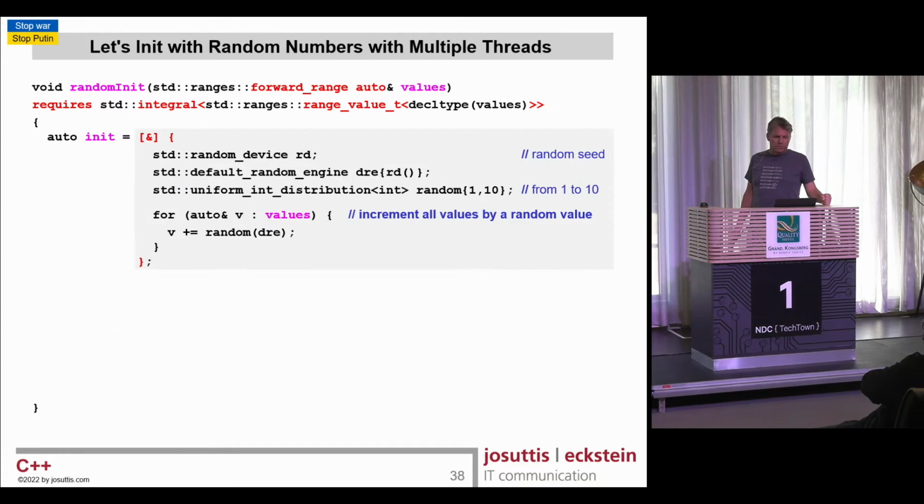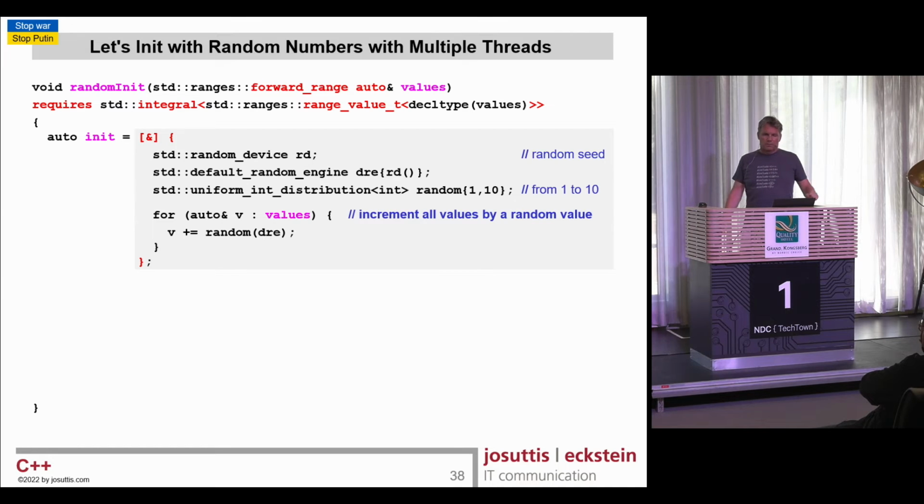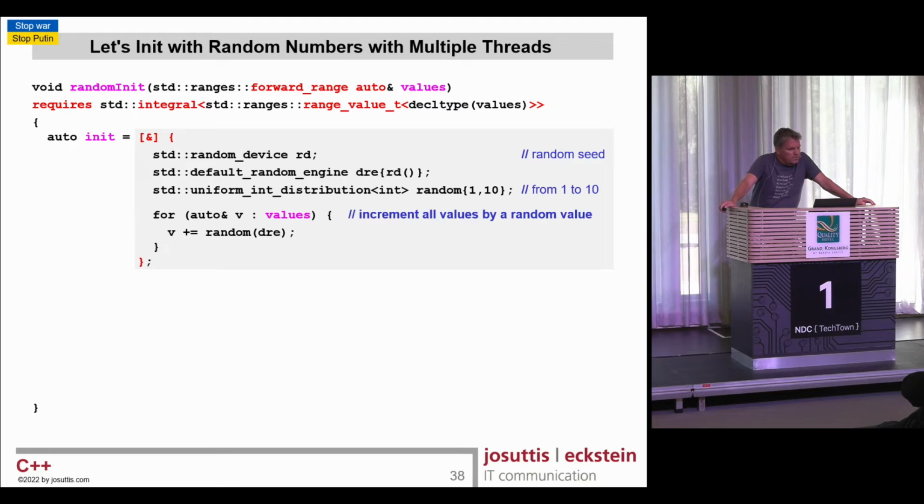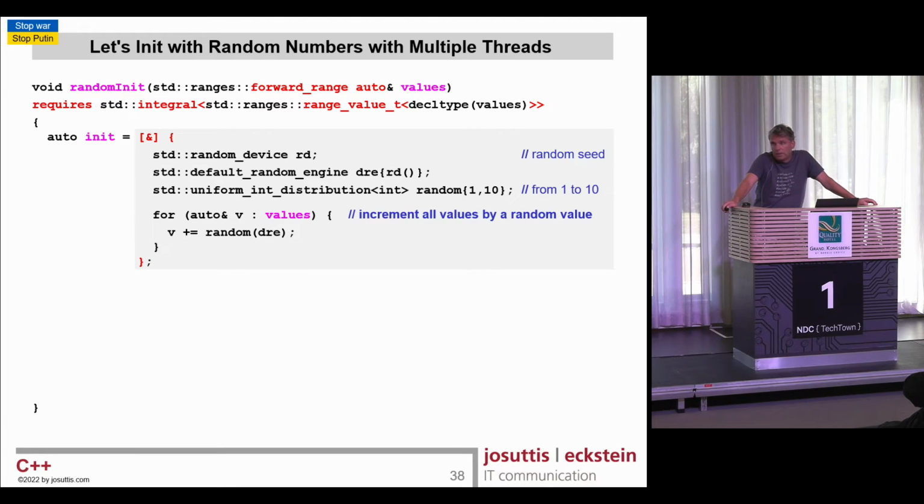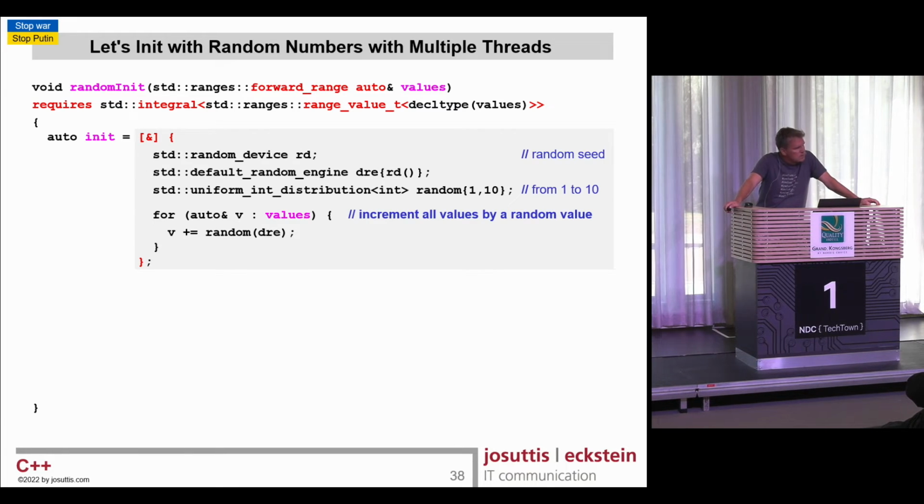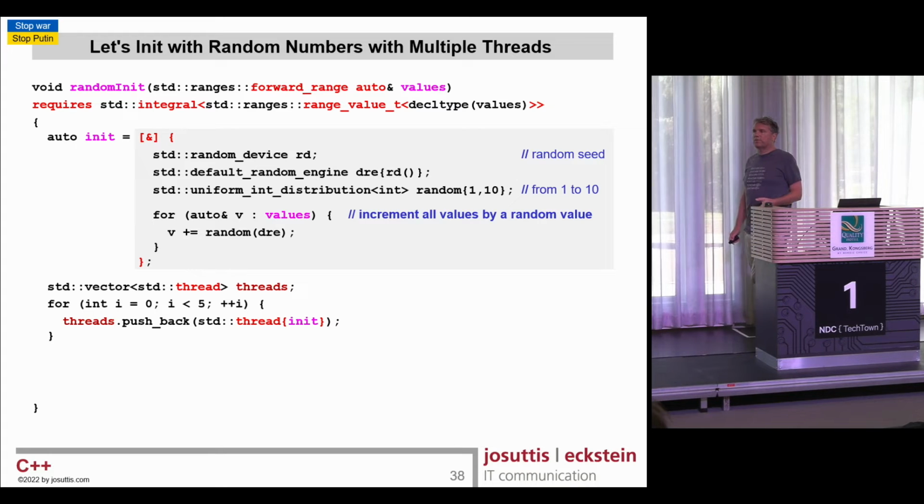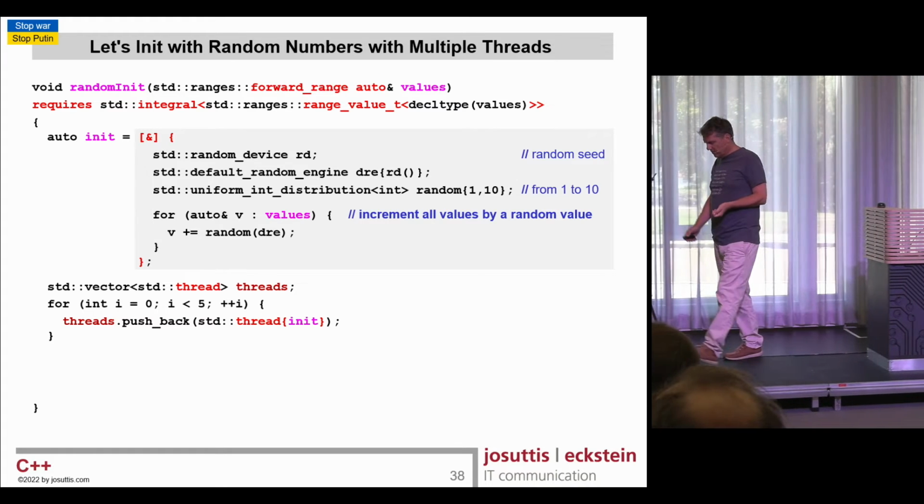Let's use multiple threads. The first thing we do, we make this iteration a lambda, a helper function, locally declared. Then let's create a vector of threads, and each thread calls this lambda. We push it into the vector, and that's it, using std::thread, which we have standardized in C++11.